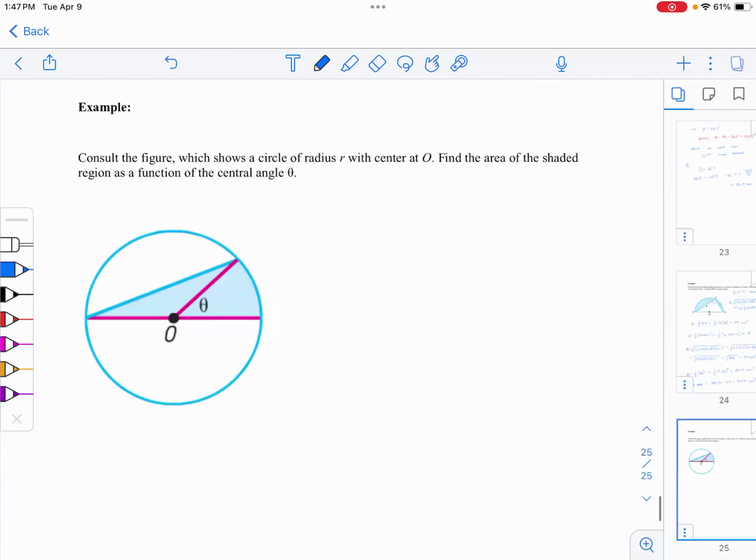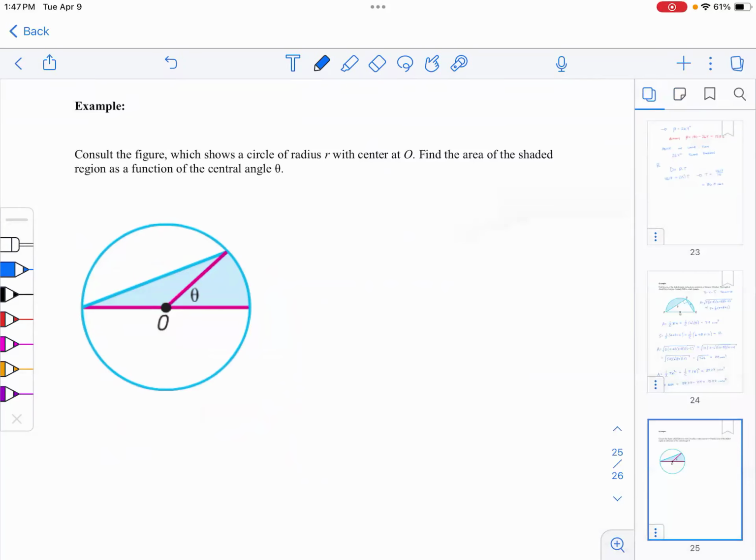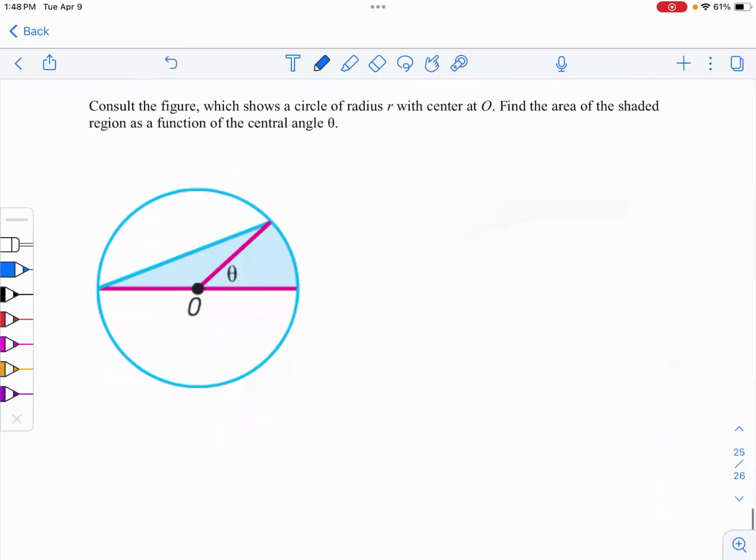All right, and one more. So I have a figure which shows a circle, radius r with center at O. Find the area of the shaded region as a function of this angle. Very similar to what we've done already. So I have 2 pieces here. I have a triangle and then a sector of a circle.